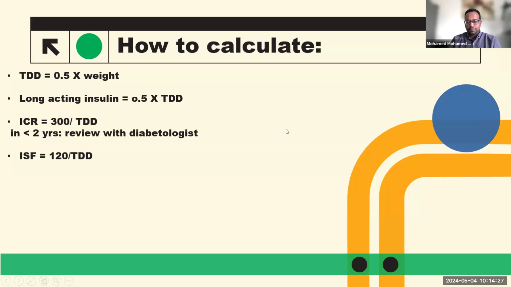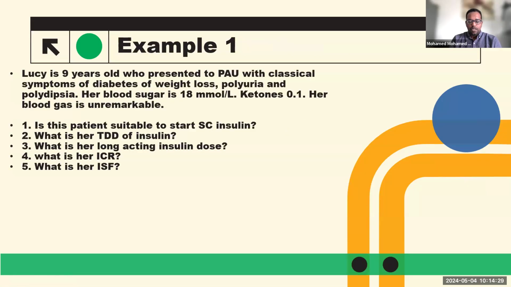So if you have a patient, Lucy, who's 9 years old, who came to the PAU with classical symptoms of diabetes, polyuria, polydipsia, and weight loss. Her blood sugar was found to be 18. That's why the GP has referred her to you. And when she came to PAU, she was found to have 80 millimoles per liter. Her ketones are 0.1. Her blood gas is unremarkable.